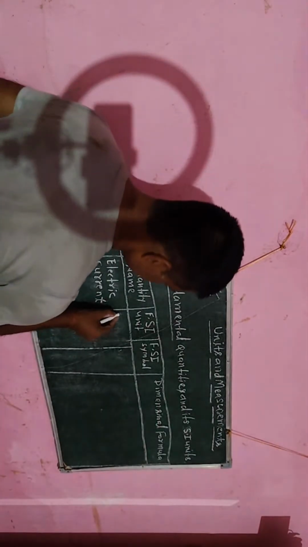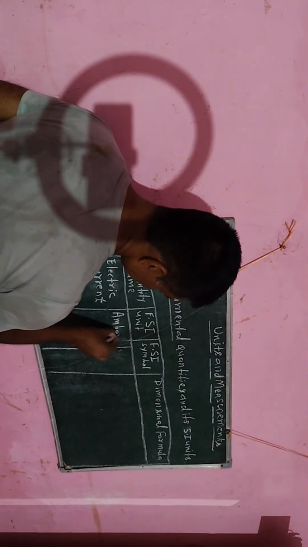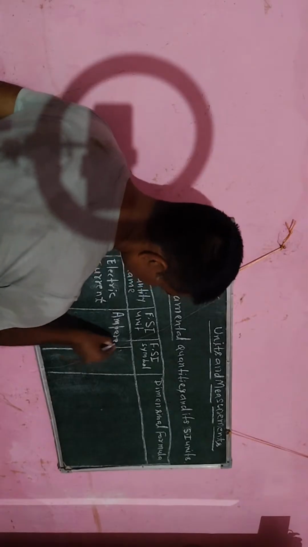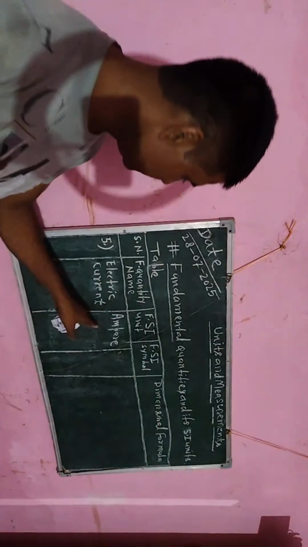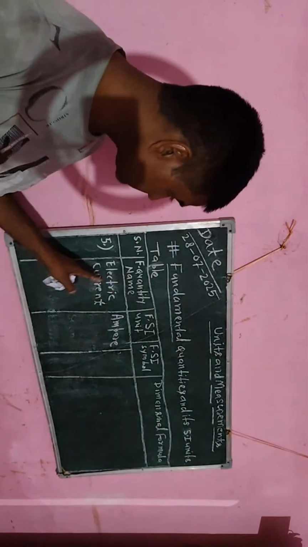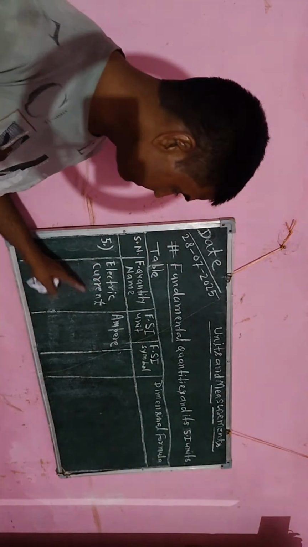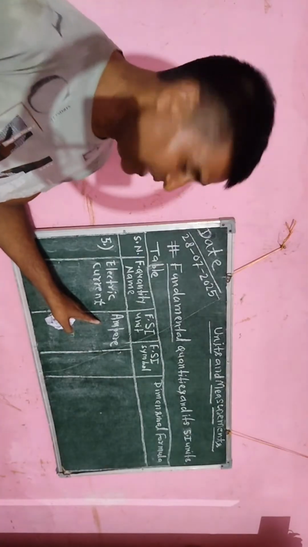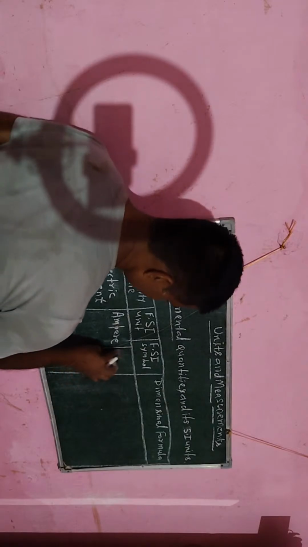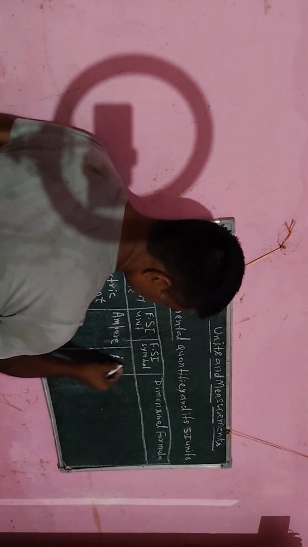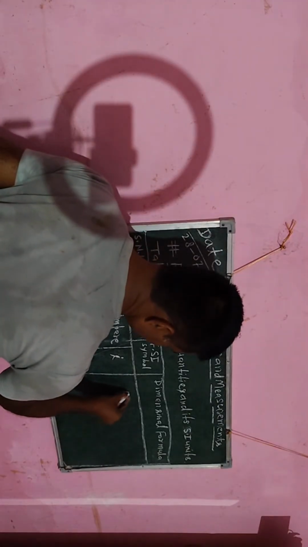Here I will write ampere. Its fundamental SI unit will be ampere, because electric current, that is written as electric current, that is Vidyut Dhara, and its SI unit will be ampere. Now here the fundamental SI symbol I will write as I, because I represents current. But its dimension will be capital A.